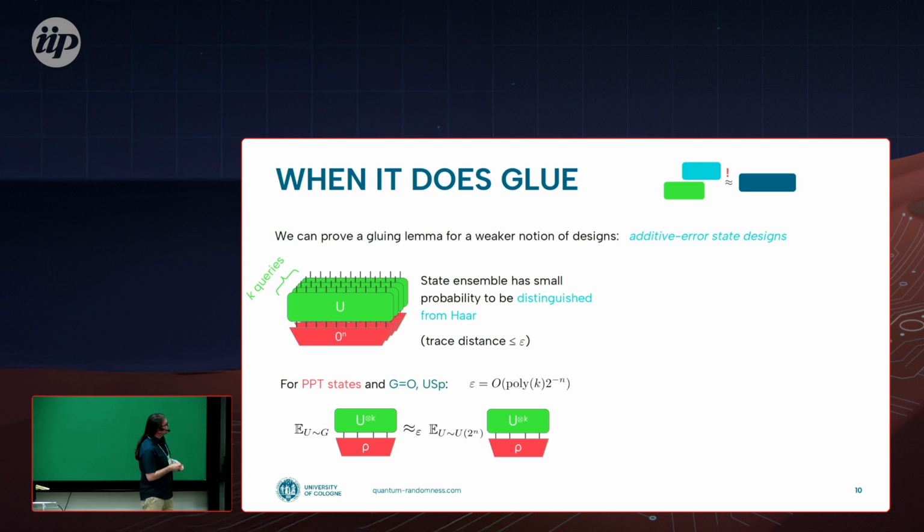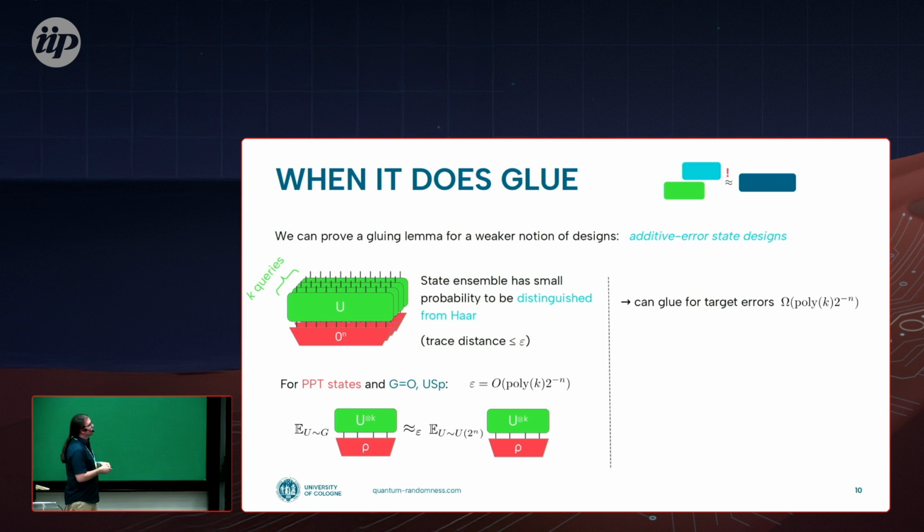Formally, we look at the k-copy action onto some state, and we require that this state has a positive partial transpose over the copies. The zero state certainly has a positive partial transpose, but we will also require this for more general states later. Then we can exchange this average over, say, the orthogonal group with an average over the unitary group, and we get some error.